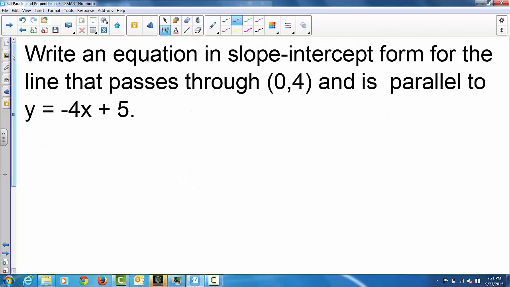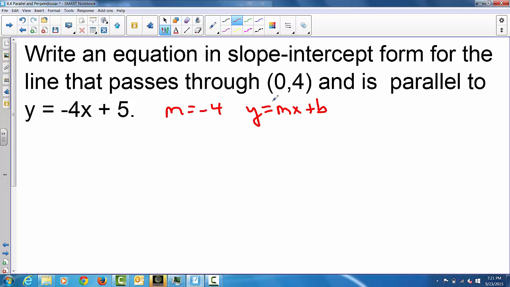Write an equation in slope-intercept form for the line that passes through (0, 4) and is parallel to y = -4x + 5. Let's practice one more here. We've got y = -4x + 5, so m is equal to -4. And we're looking to put it in the form of y = mx + b.